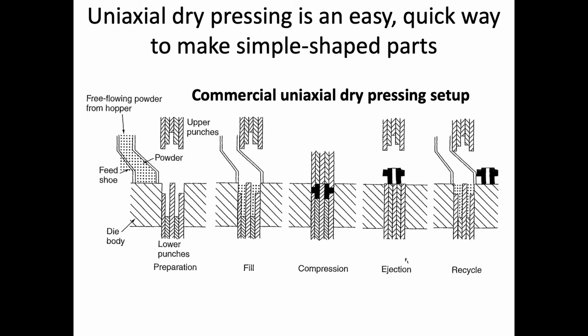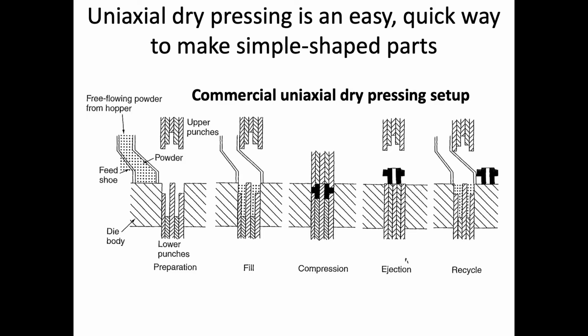Okay, so uniaxial dry pressing. I start with this because it's an easy, quick way to form simple shapes, and this is something that we use in lab to make ceramics as well. So this shows you a commercial uniaxial dry press setup. And so when we talk about uniaxial dry press, the dry part implies that it's a dry powder. Uniaxial means it's in one axis where we're applying pressure. And that's the whole process.